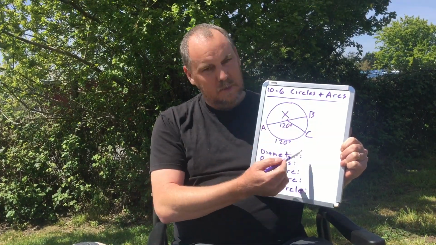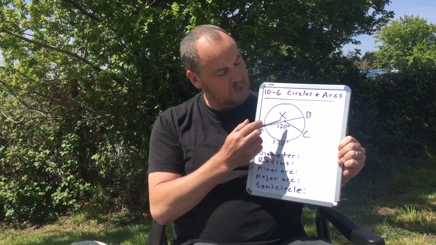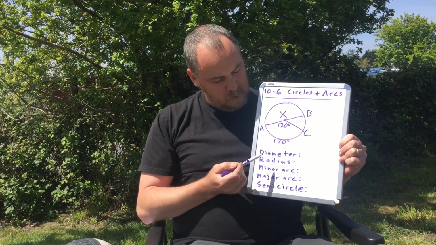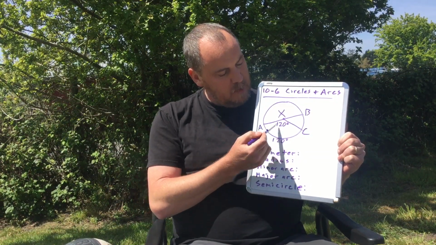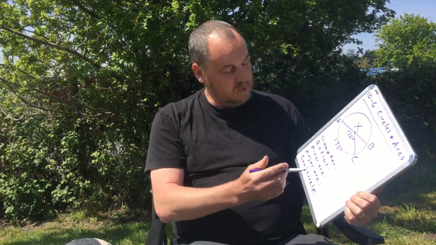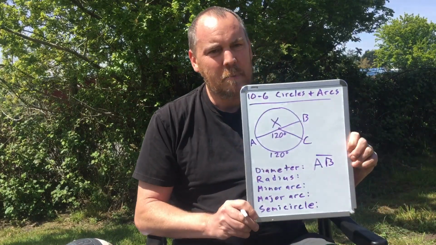So today we're looking at circles and arcs. So obviously you know what a circle is, I'm hoping. It's called circle X because that's the center. A diameter would be all the way across through the center. So an example of a diameter would be segment AB.